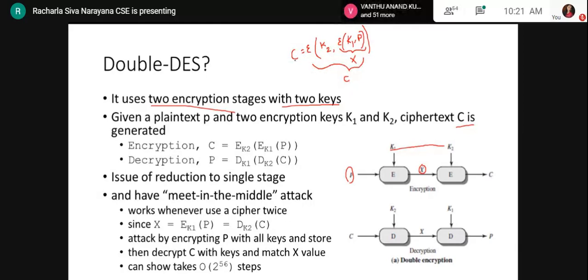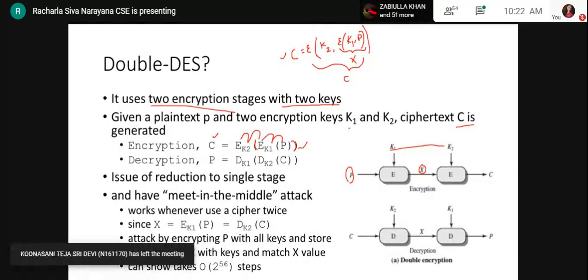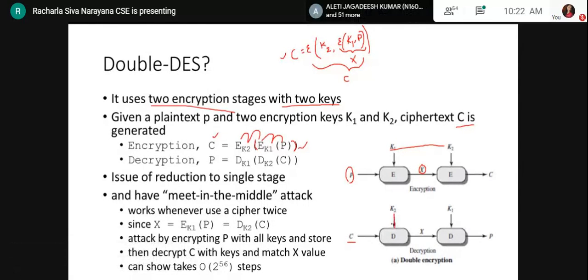We can write the mathematical equation like this or like this. We take the plain text along with the key and perform encryption, and the result is there. The result along with K2, we again perform encryption, then we get the ciphertext. In the same way, we take the ciphertext and perform decryption with K2 to get X, and then again perform decryption with K1 and get plain text P.